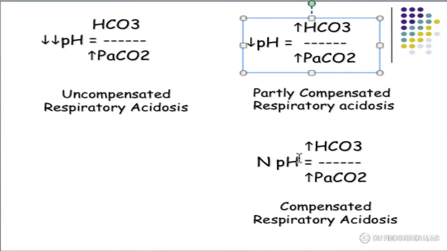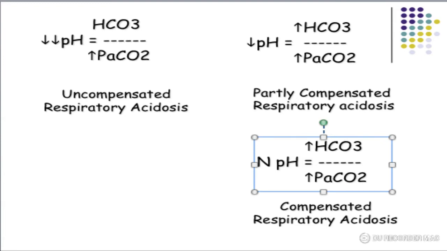For compensated respiratory acidosis, normal pH, increased bicarbonate, and increased PCO2, it will be compensated. So if there is a normal pH within the range of 7.35 to 7.45, then the status of the pH will be evaluated first in your algorithm in reading the interpretation. So next slide.